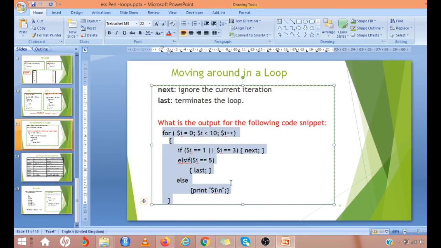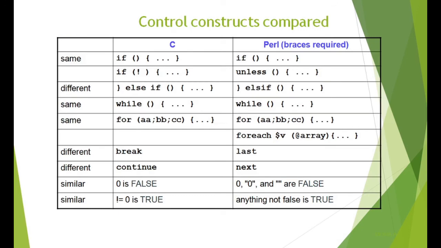Now coming back, we'll just compare C and Perl. So in C, if you have the condition, within curly braces you write the then part. Here also you have the same thing. If it is not true, we can have an unless statement here. And then you have got else if. Here else if is written as elsif, but the rest are all the same.